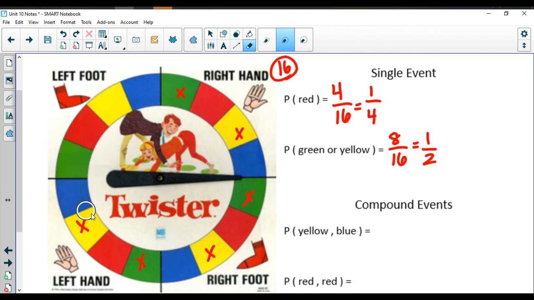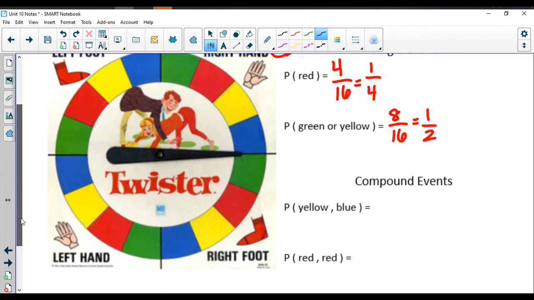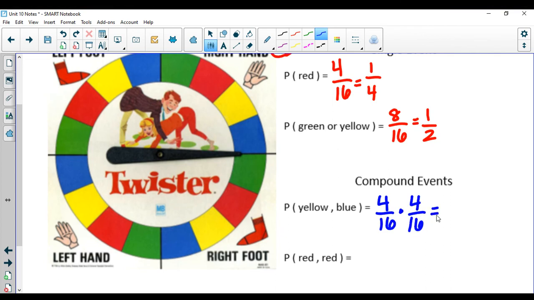For the next part, we're going to be looking at some different colors. So I'm going to erase these spots off of here. We are going to compound events, which means we're going to have 2 different things happening, and we are going to then be multiplying our probabilities. So in terms of getting a yellow, there are 4 yellows out of 16 spots, and we're going to multiply that by the probability of getting a blue, which would be 4 blues out of 16 spots.